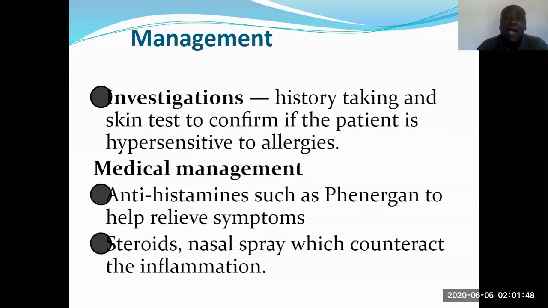Then medical management: you use antihistamines such as Phenergan, which is promethazine, to help relieve symptoms, okay? This promethazine can be given orally or via injection. What you are trying to do is to relieve symptoms, so you can give this Phenergan. The dose in adults is 25 to 50 milligrams. The side effects of this Phenergan: the person will feel drowsy, and there will be nausea. Okay, so those are some of the side effects.